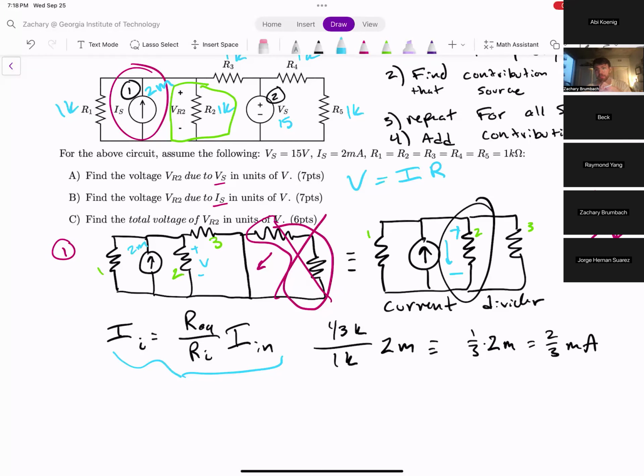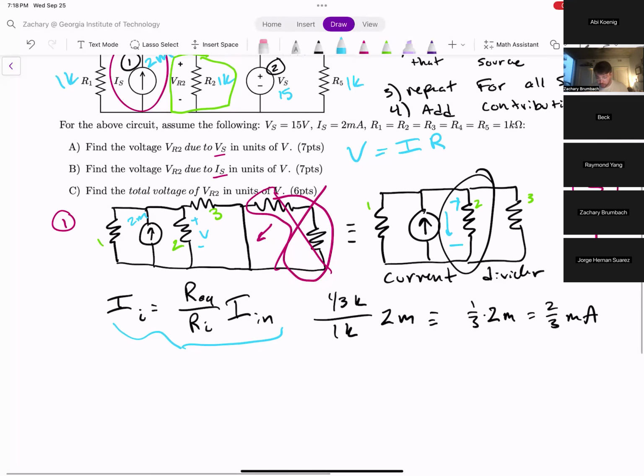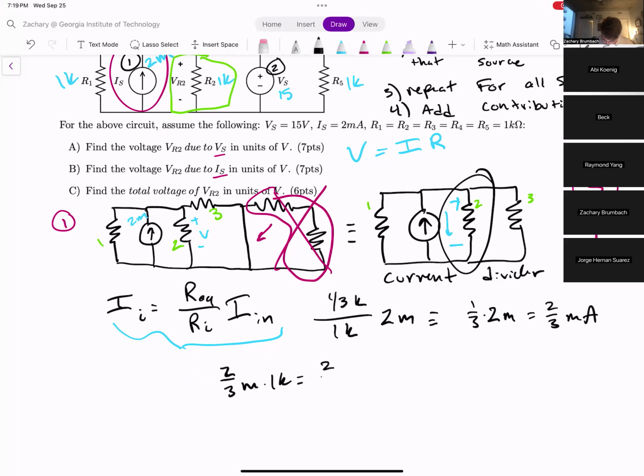Yes, thank you. Yeah. So now going through here, just to solve for this voltage contribution here, we have I, we have R, 2/3 milli times 1K, which gives me 2/3 volt. Does someone have a question?